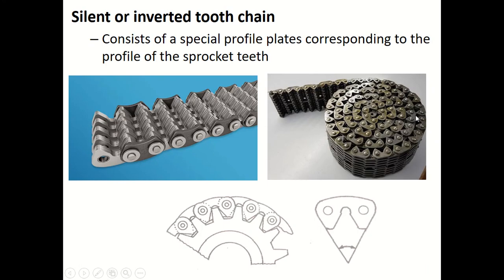Another type of chain drive is the silent or inverted tooth chain. If you look at the diagram, a different type of toothed chain is shown here. This inverted toothed chain consists of special profile plates corresponding to the profile of the sprocket teeth. These types of chains are more complex in design and require careful maintenance, and they are widely employed when heavier loads are to be transmitted and maximum quietness is desired. Thank you.